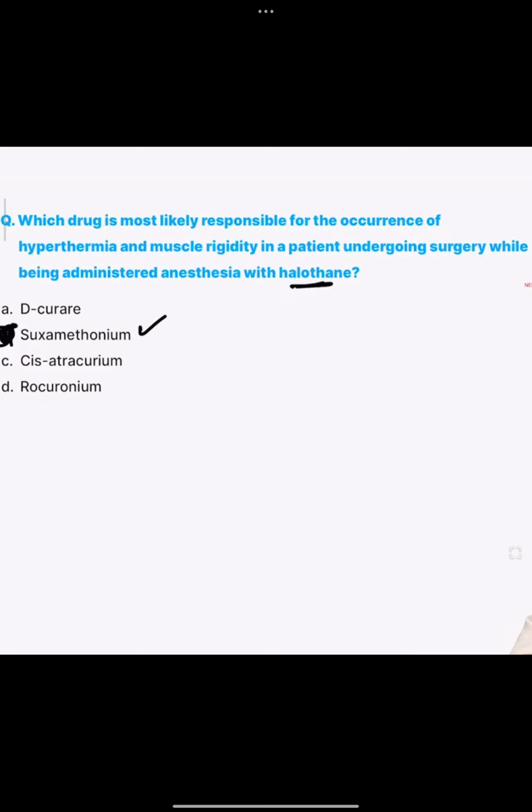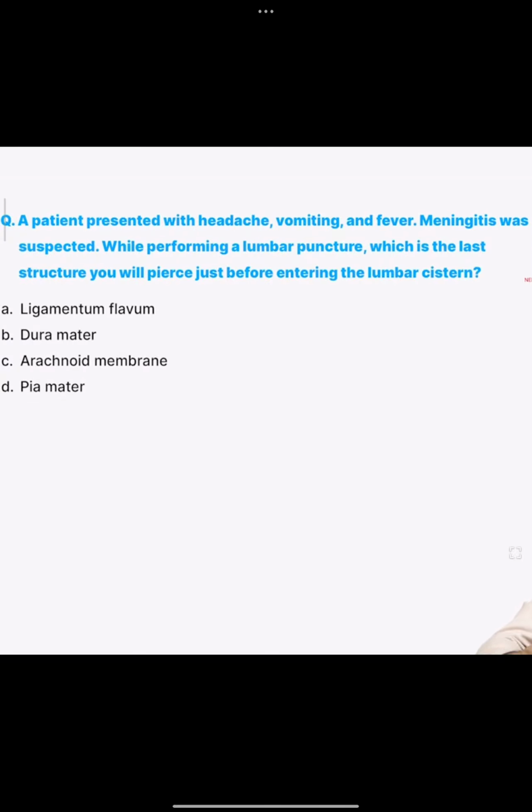Okay. Next, a patient presented with headache, vomiting and fever. Meningitis was suspected. While performing a lumbar puncture, which is the last structure you will pierce just before entering the lumbar cistern? Again, these are all PYQs that were asked. So basically he is asking, in lumbar puncture or in spinal anesthesia, you are in the subarachnoid space, you have to draw the CSF out. So what is the last layer to be pierced over here?